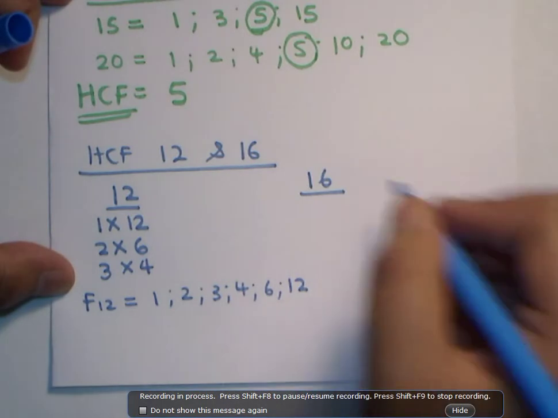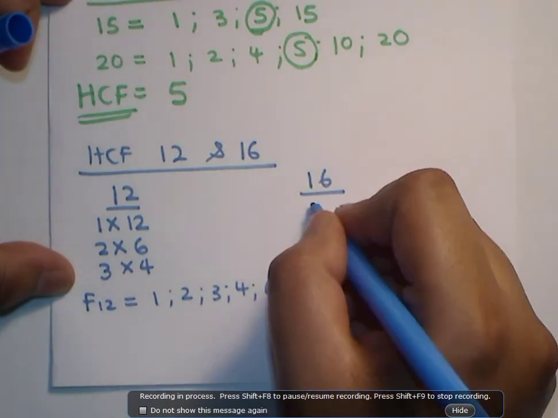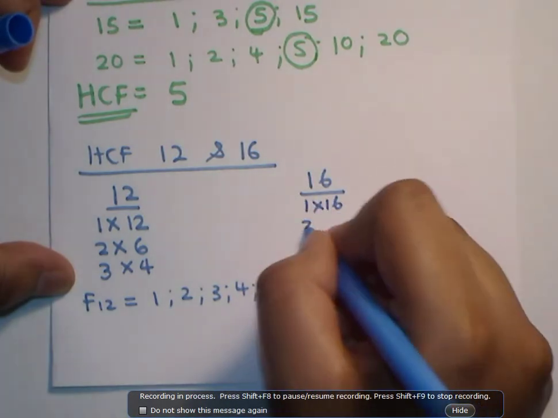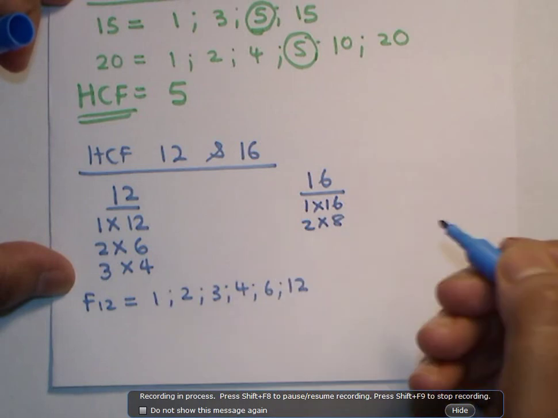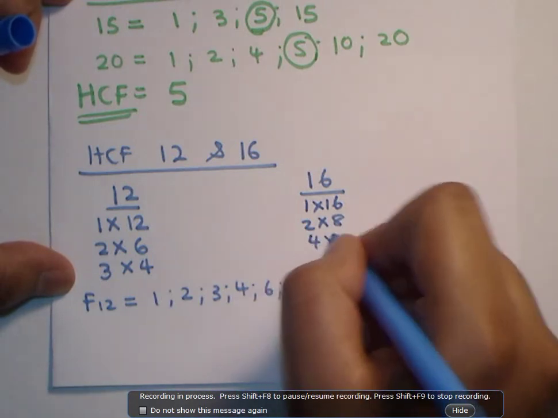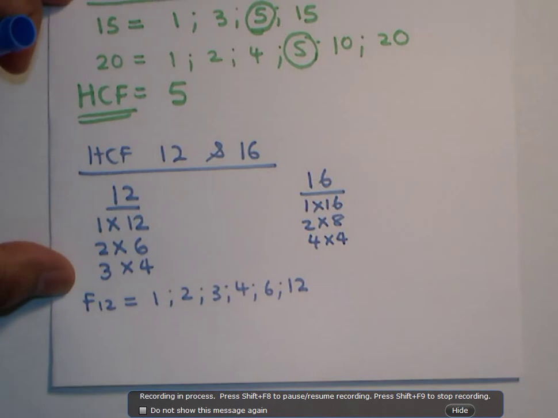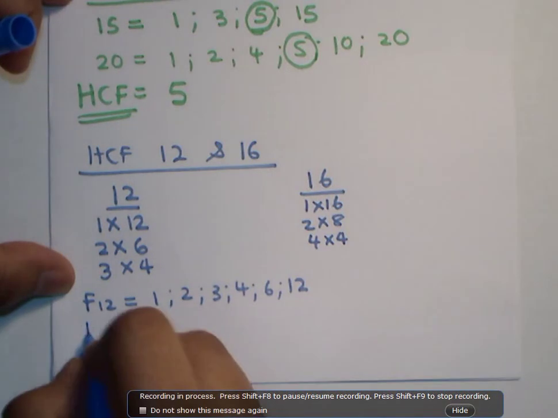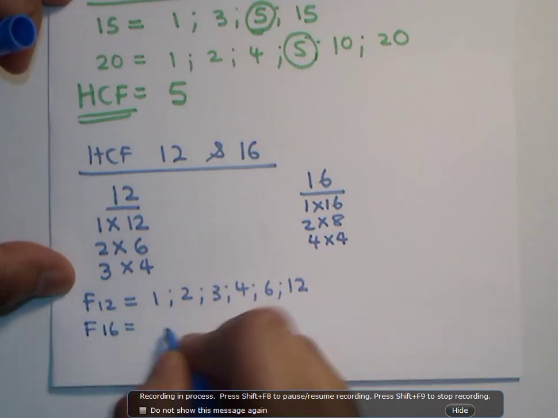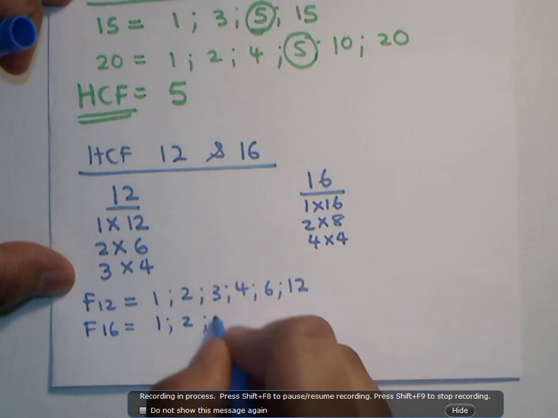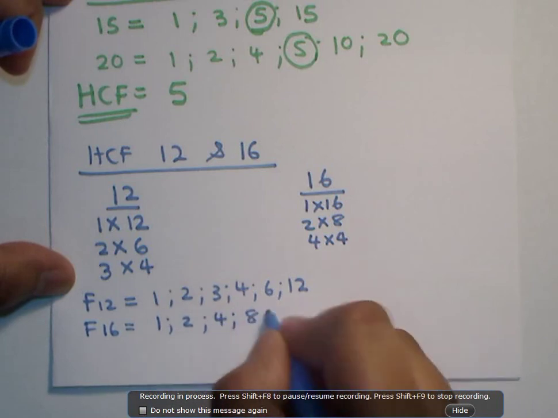Then I do my 16. Factors of 16, 1 times 16, 2 times 8. Can 3? But 4 can. 4 times 4. And 4 is being repeated. So therefore, I got all my factors for 16. And that is 1, 2, 4, 8, 12.